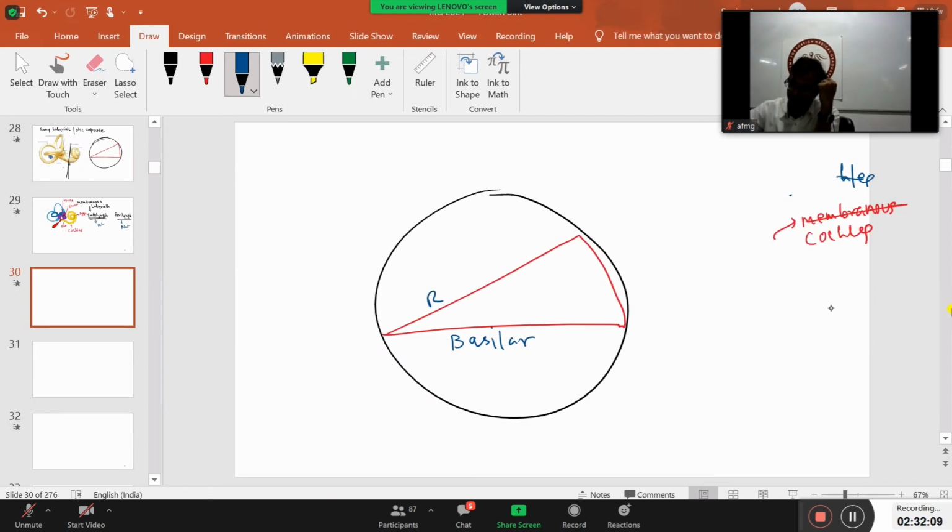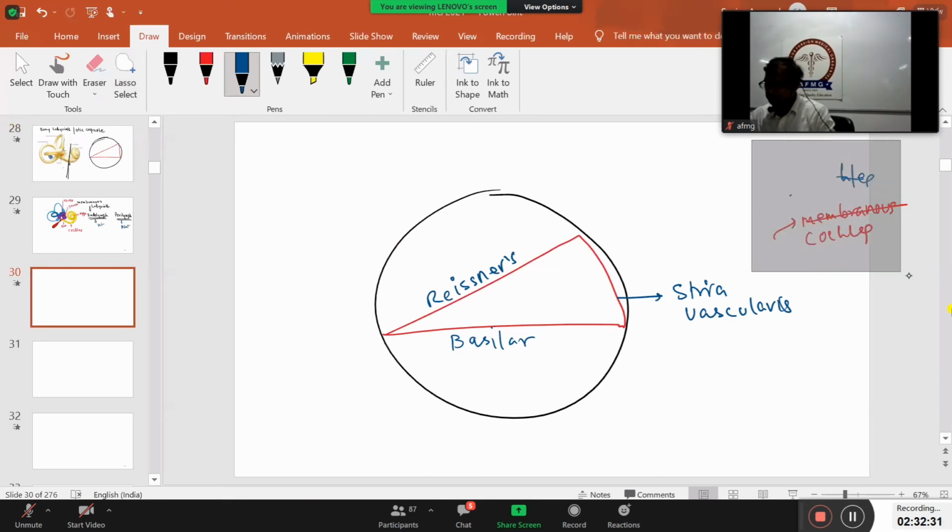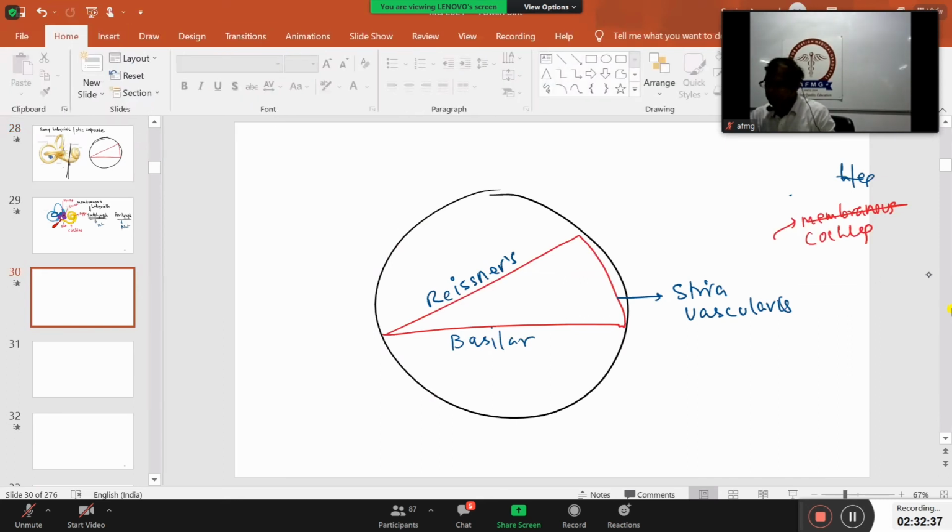This is called Reissner's membrane, and this one which is joining these two is called stria vascularis. There are three membranes in the cochlea: basilar membrane, Reissner's membrane, and the stria vascularis. And these three membranes divide the cochlea into three compartments.